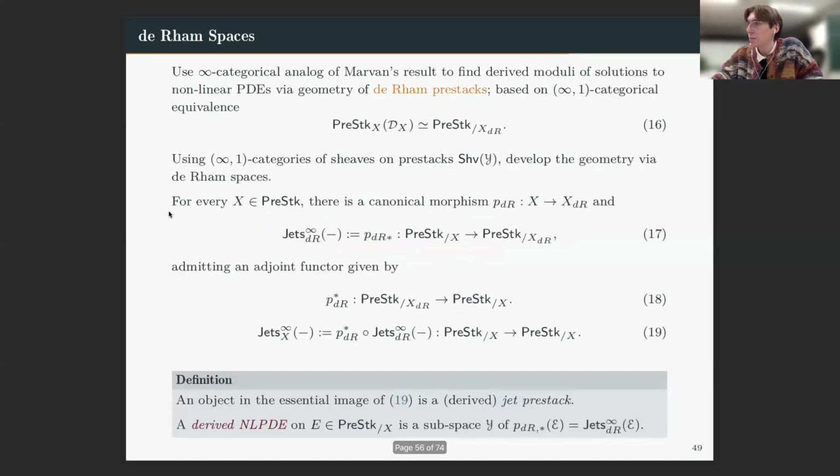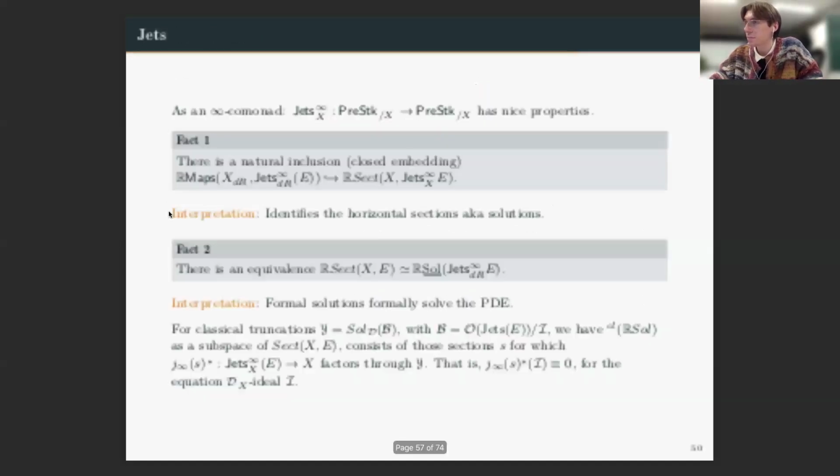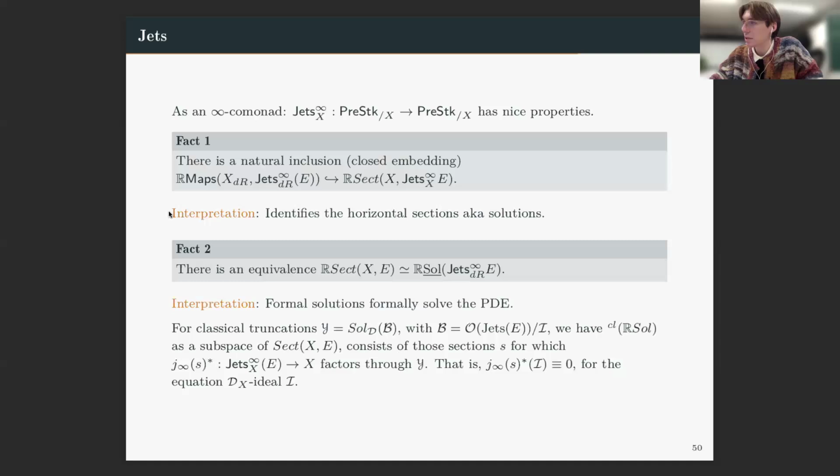Okay, and just to finish, you can play the same game for these over the de Rham space. And this is almost verbatim a nice little application in infinity category and functorial stuff of the classical results of Marvan about this jet coalgebra. It's now an infinity comonad. And you can study jet spaces in this setting. You can form mapping spaces.